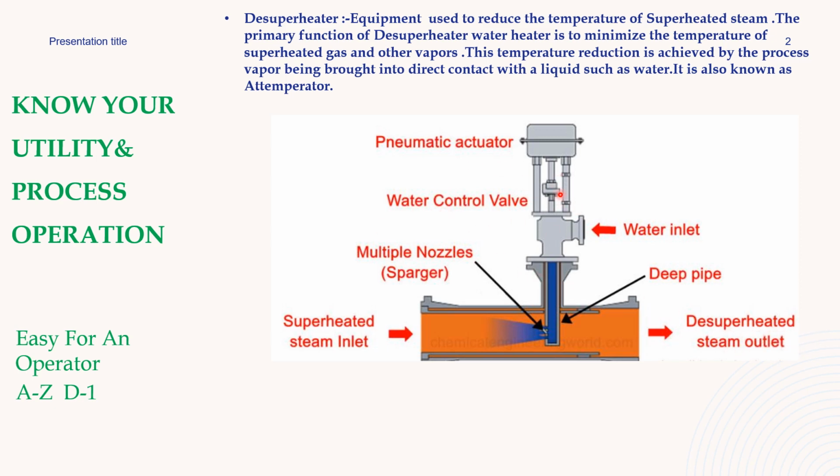This is used in all types of steam lines where we have to control superheated steam temperature, to reduce the temperature of the steam and avoid disturbance in the process where steam comes directly into contact with the process.